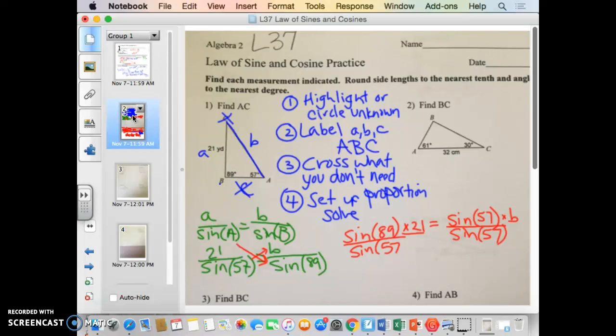So type in your calculator, sin 89, close the parentheses, times 21, hit enter, and then hit divided by sin 57. And your answer should be 25 to the nearest tenth. So it would be 25.0. And if you don't have enough room to do this right on the paper, then go ahead and use a separate sheet of paper.